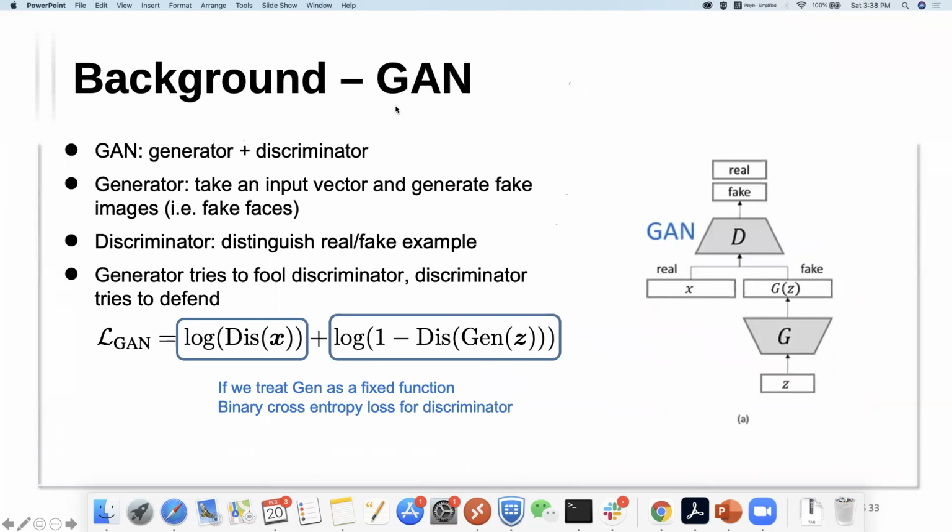So the next part is about GAN. GAN has the generator part and discriminator part. The generator for GAN takes an input vector and tries to generate a fake image. For example, it tries to generate fake faces. And the discriminator tries to defend against the generator. A good discriminator can distinguish real examples versus fake examples. So there are two conflicting goals here. The first one is that the generator tries to fool the discriminator because it wants to generate authentic images that look like real images. On the other hand, the discriminator tries to defend against the attack by the generator.